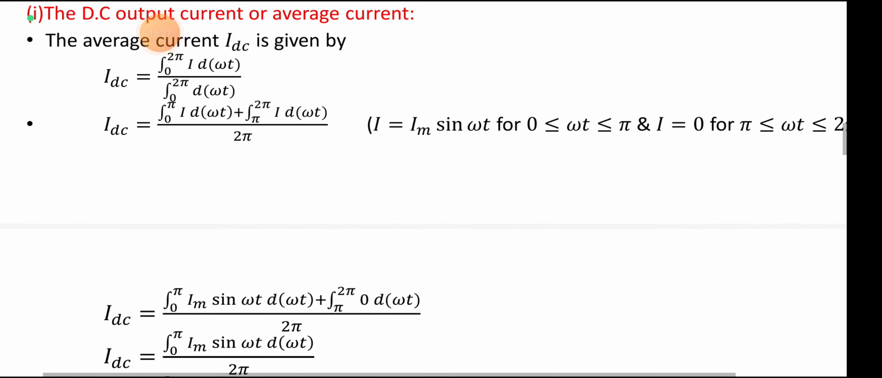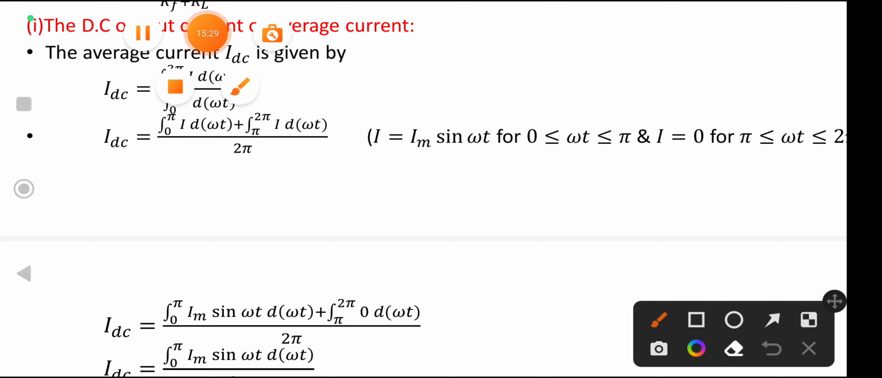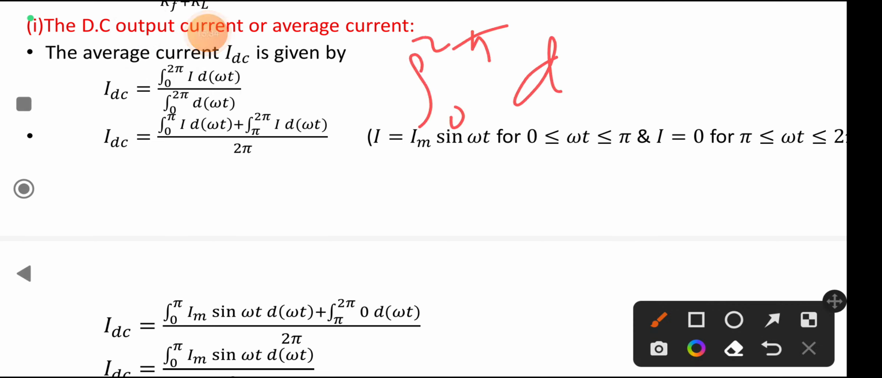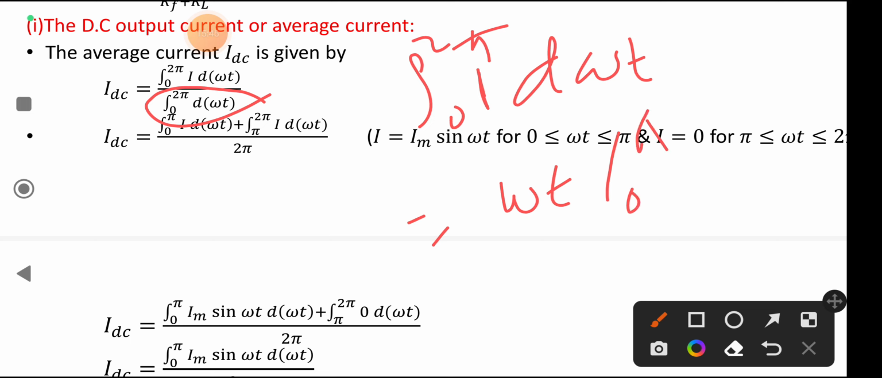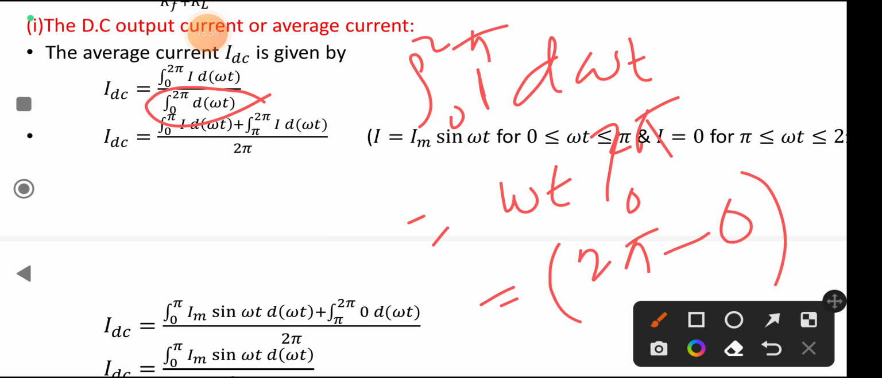See in the denominator, the integration from 0 to 2 pi of d omega t is there, and nothing else, meaning understand it as 1. The integration of 1 with respect to d omega t is omega t only. If you substitute the limits, first substitute 2 pi, then minus substitute 0, and 2 pi minus 0 becomes 2 pi only. That is why 2 pi is written here.